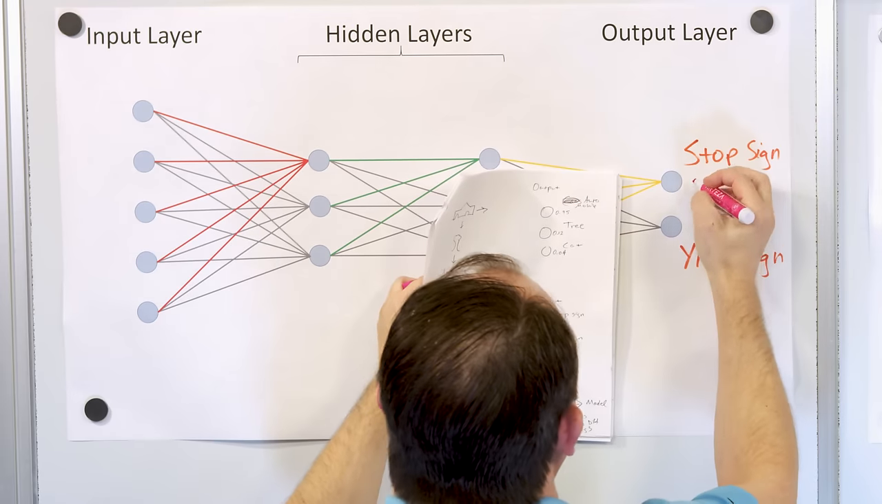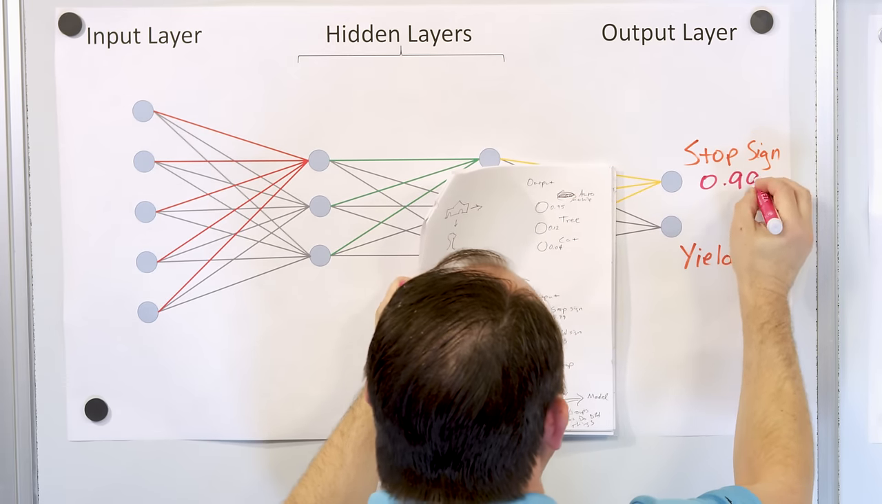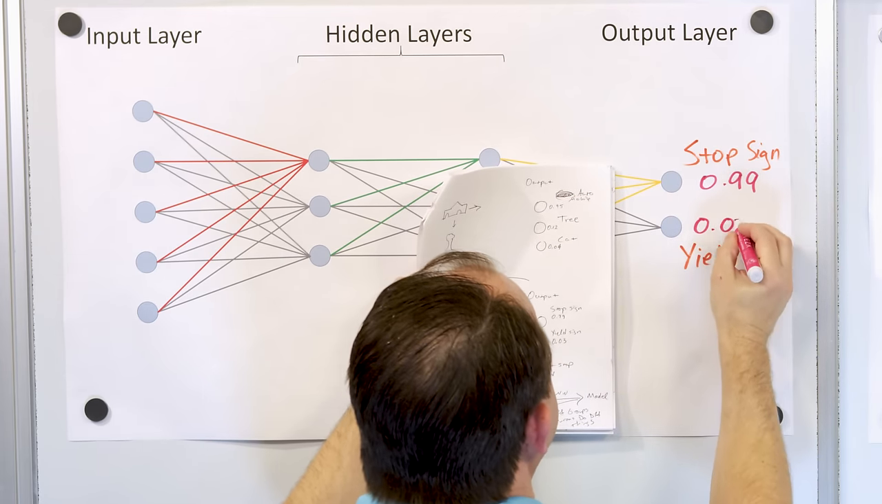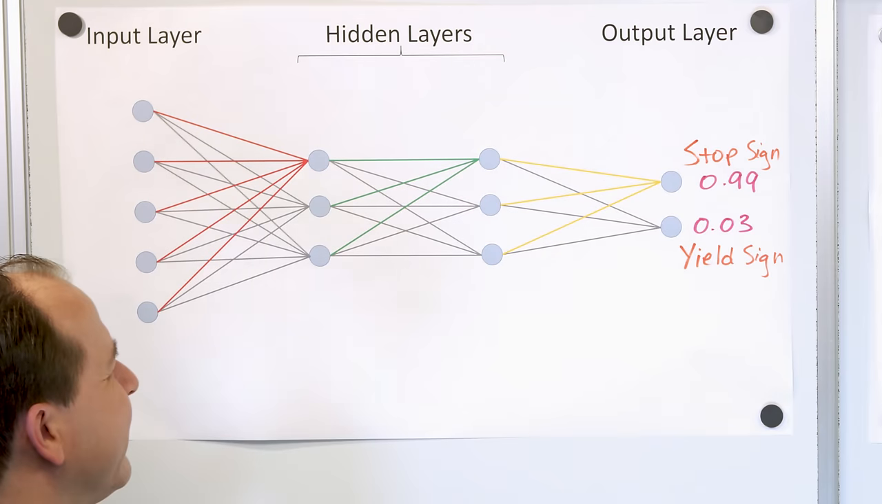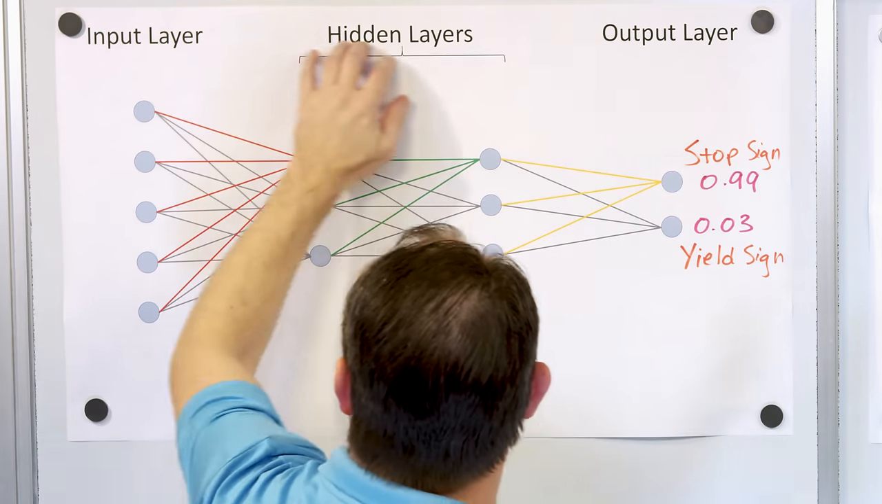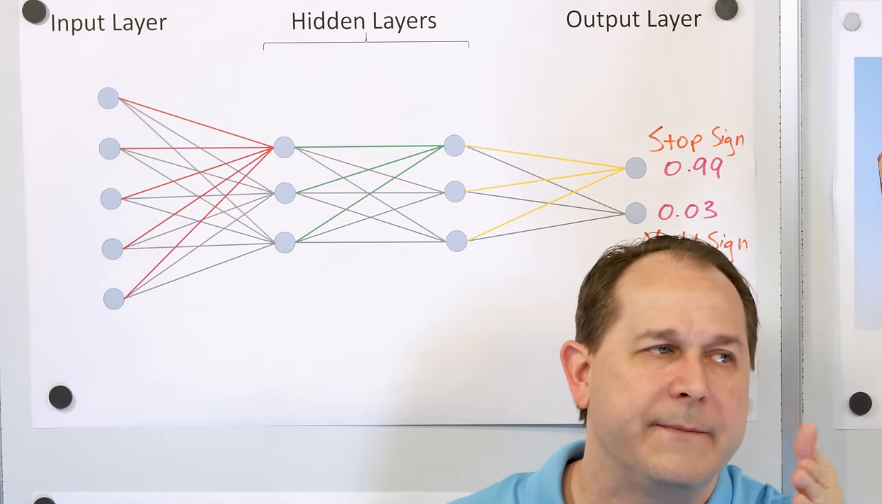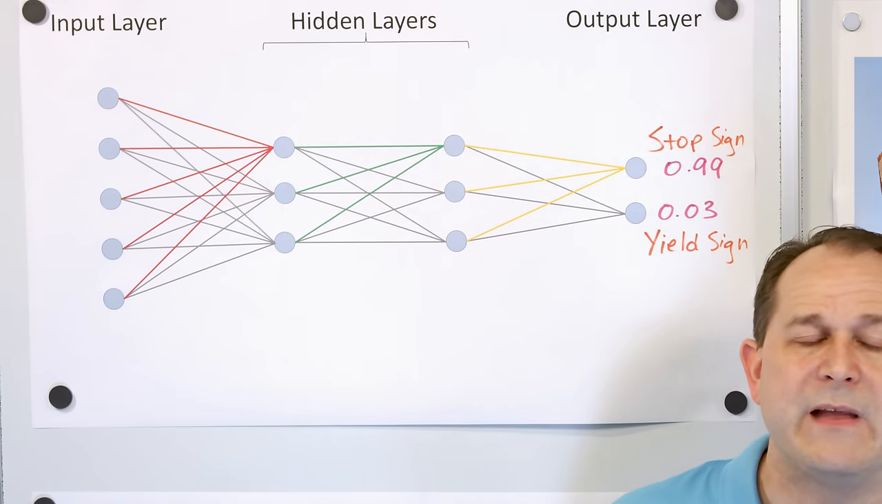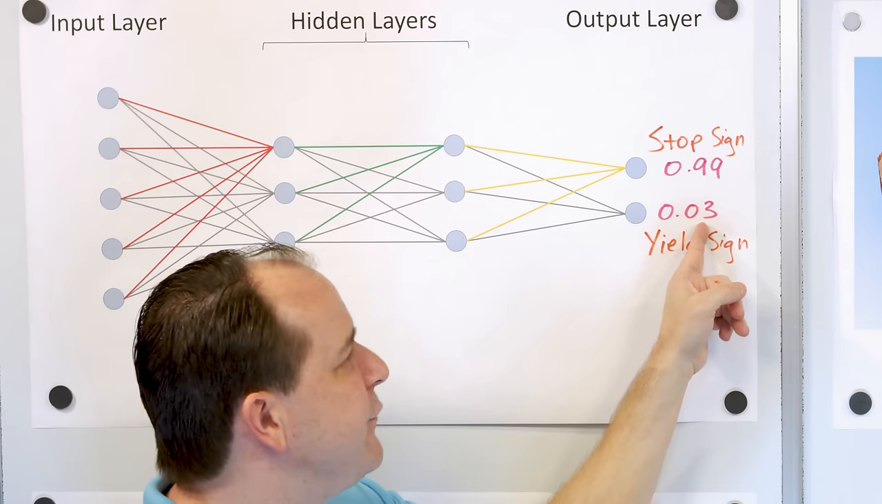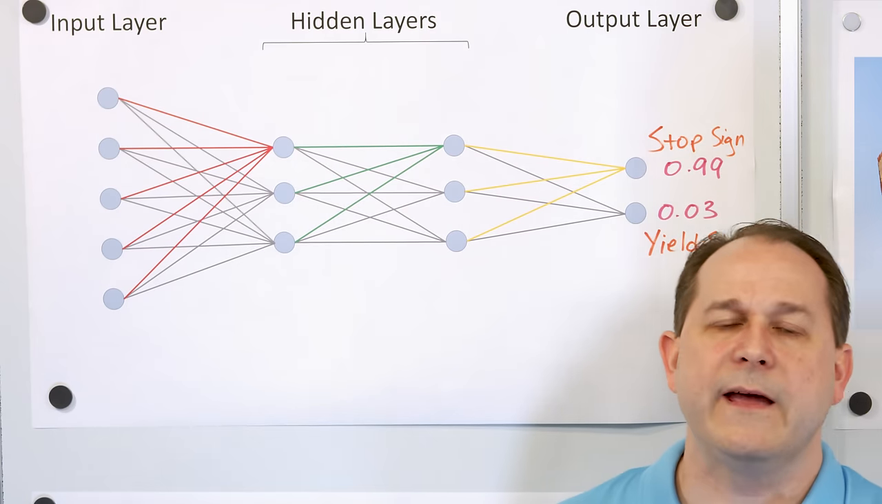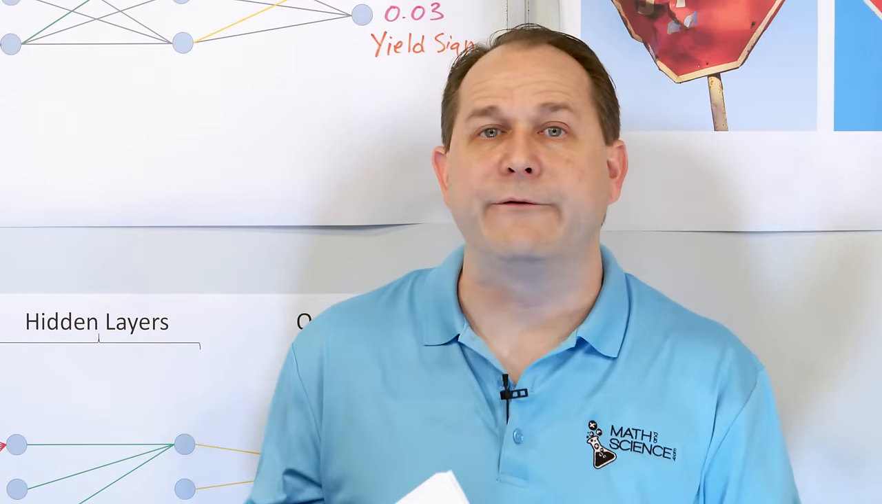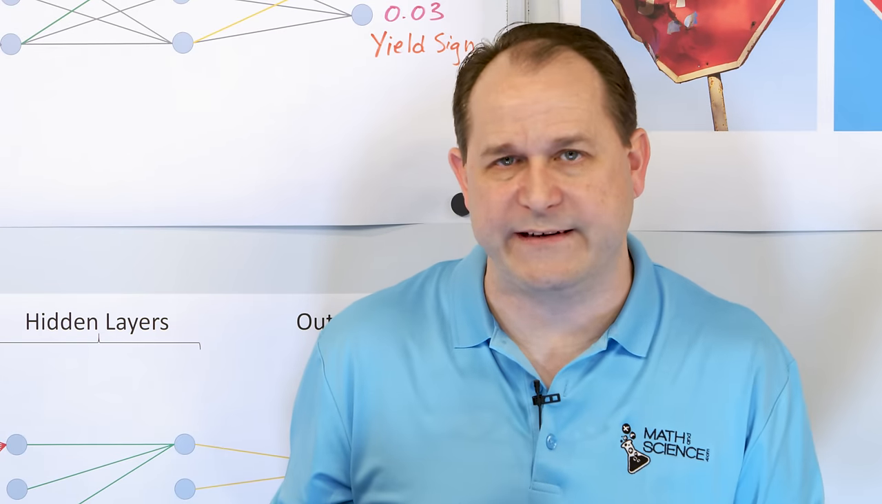Then I want this value to be something like 0.99. And the yield sign is something like 0.03. Notice that the computer is never 100% sure of what it's doing. It's never gonna say 100%. It's just gonna be out of one, 0.99 is very, very close. And the yield sign, the numeric value, very, very low, close to zero. And then you're going to look and say, which one has the higher value? I'm gonna say that's what the network says.